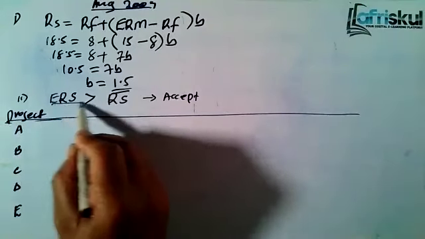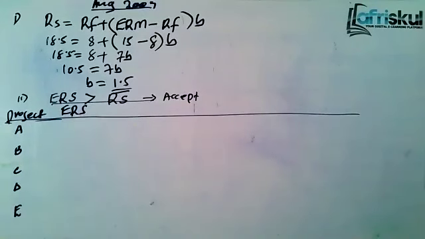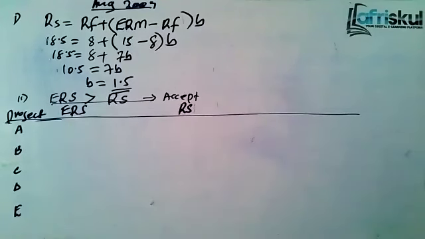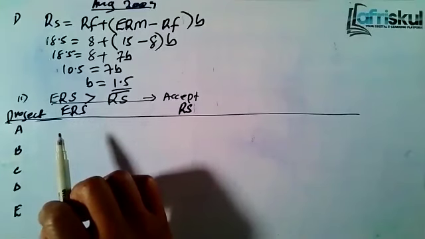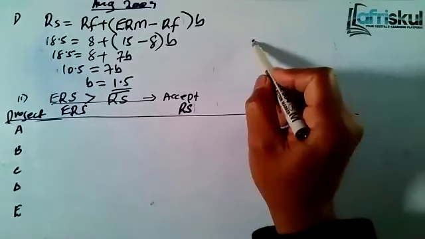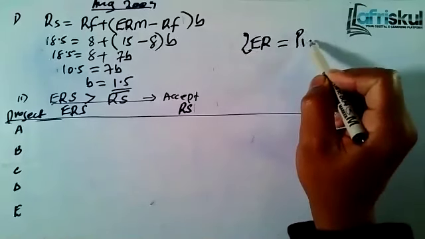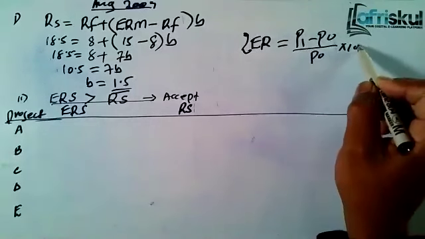Then you compare the expected return on the security against the return on the security. Now, how do we get the expected return on the security? In the previous question we were already given the expected return. Assuming you are not given it, I'll get the expected return. The percent of expected return is P1 minus P0, divided by P0, times 100.